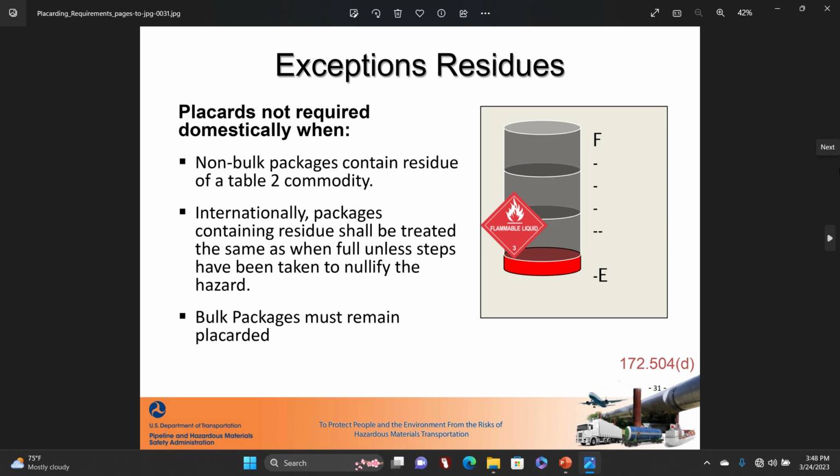Placards that are not required when domestically, domestically meaning in the United States: non-bulk packages containing residue of a Table 2 commodity. Internationally, packages containing residue shall be treated the same as when they're full unless steps have been taken to nullify the hazard. Bulk packages must remain placarded. This is talking like a tanker. If a tanker has residual in it, it must remain placarded.